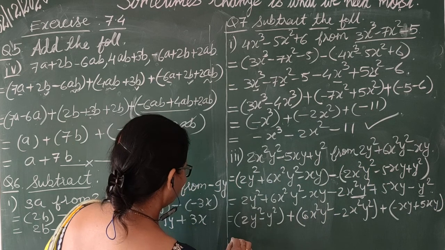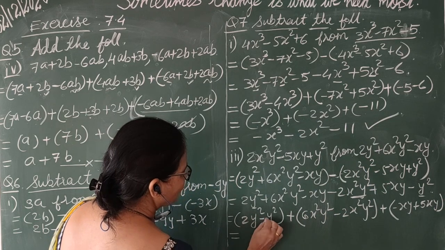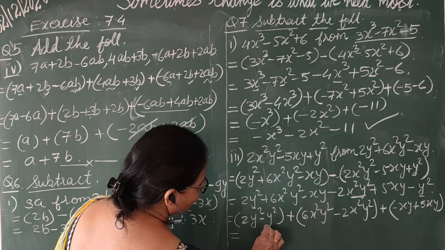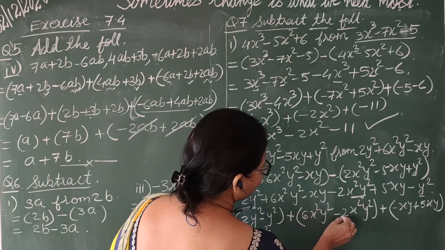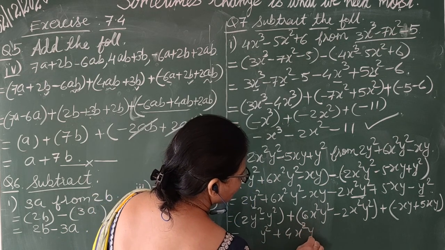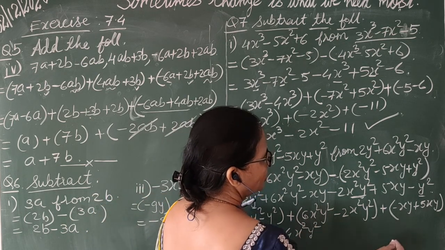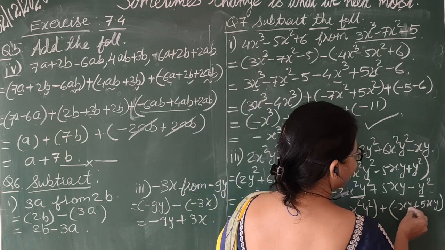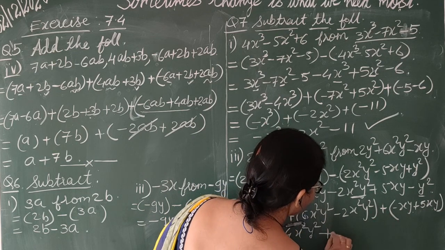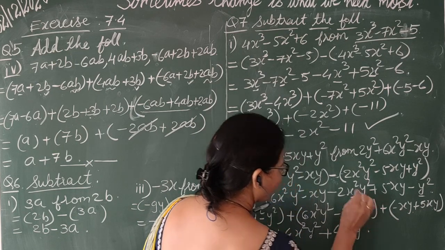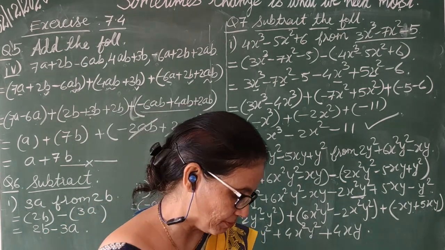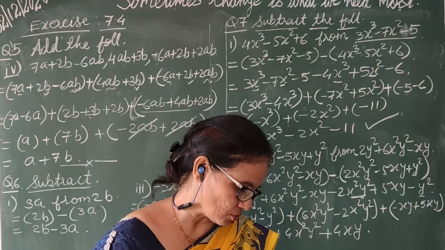Now just simplify. You know 2 minus 1 is 1. Directly I am writing y square. Here 6 minus 2 will be 4 plus 4, so plus into plus is plus 4x square y square. Now here you will get 5 minus 1 is 4, 4xy plus 4xy, and so the answer is plus 4xy. Okay, so in this way we have completed question number 7 also.